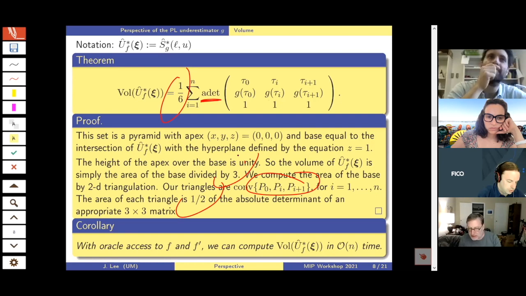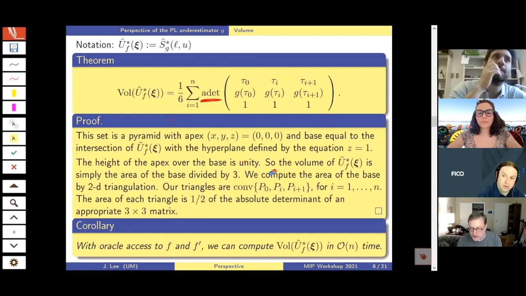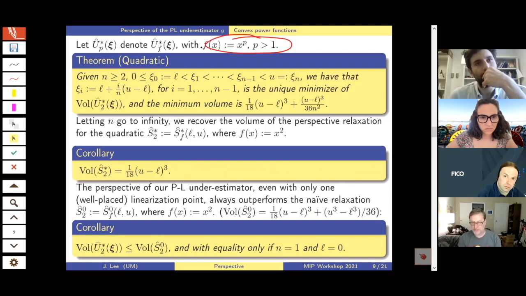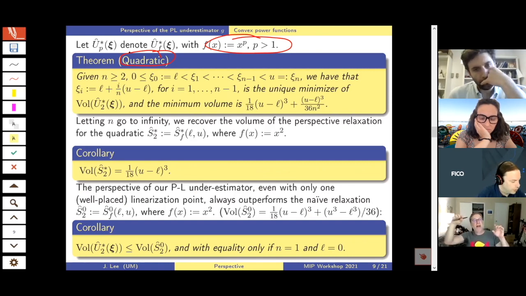So that object is easy to get the volume of. It's not quite a closed form expression, but it's a very simple expression. So what can you do with that? Well, you can start to analyze things, and most of our detailed analyses are for particular functions like power functions. For a quadratic function, that's always the nice place to start with convex power functions. What you can prove is that if you fix n, the number of breakpoints, the volume of this set, remember I do the piecewise linearization, and then I perspectivize, the volume of that set is minimized with equally spaced breakpoints.